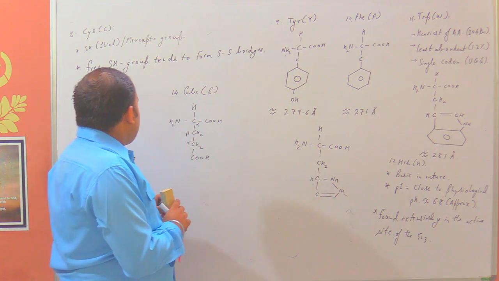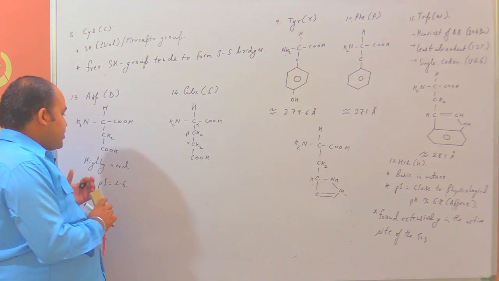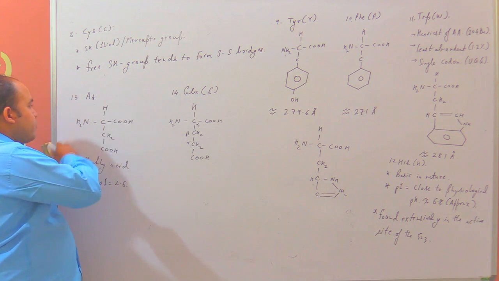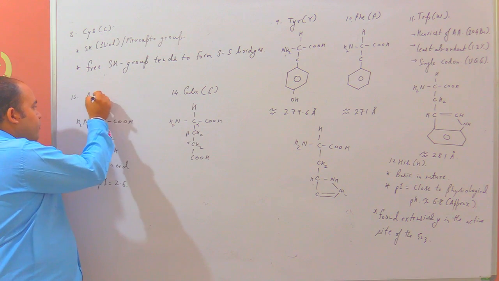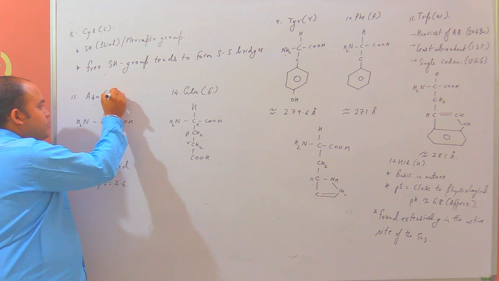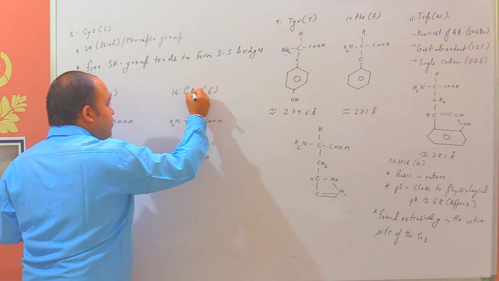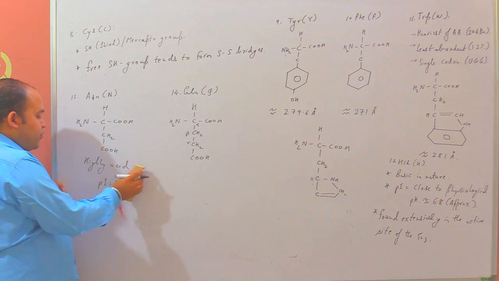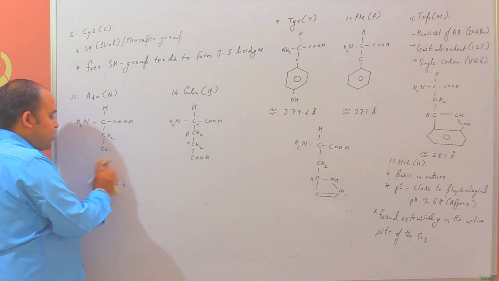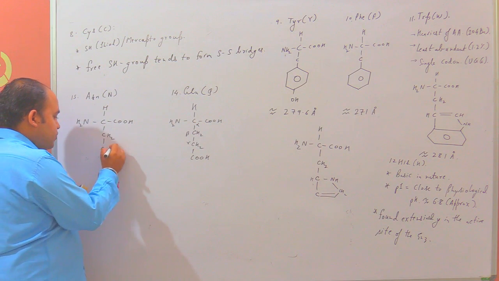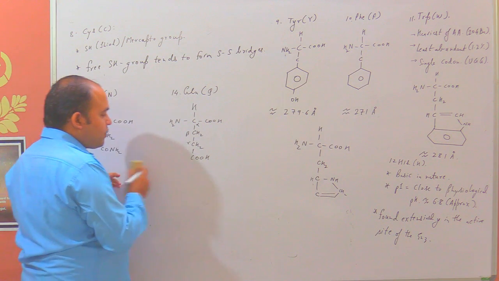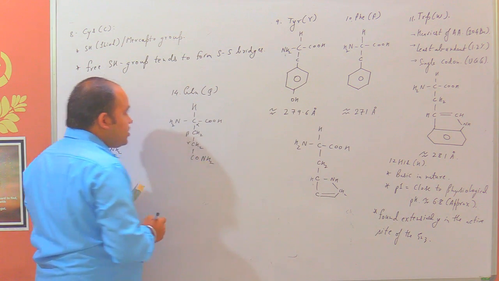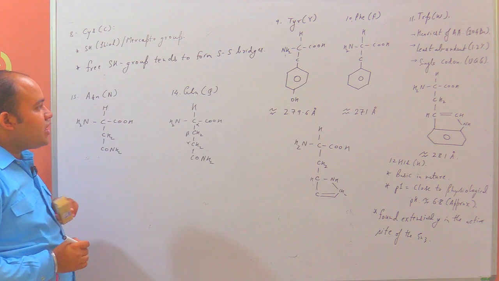Now, after aspartate and glutamate, there are other molecules. Asparagine, ASN, and glutamine. In the case of asparagine, there is a group present, CONH2. In the case of glutamine, again, there is a CONH2 group present. So these are the structures of asparagine and glutamine.